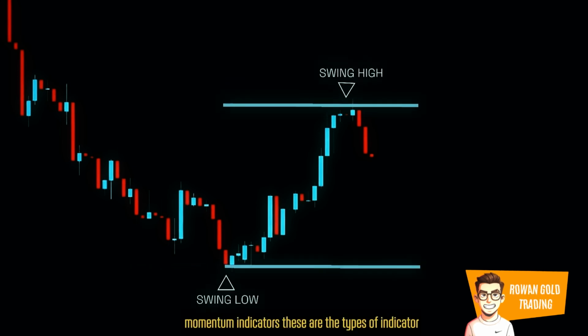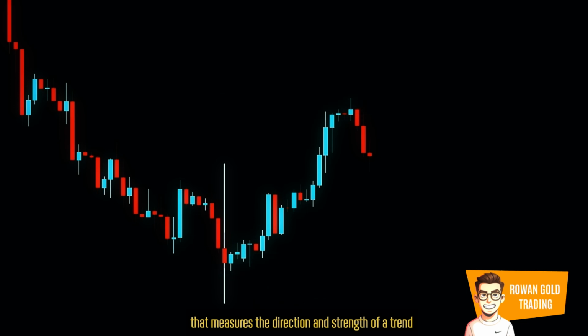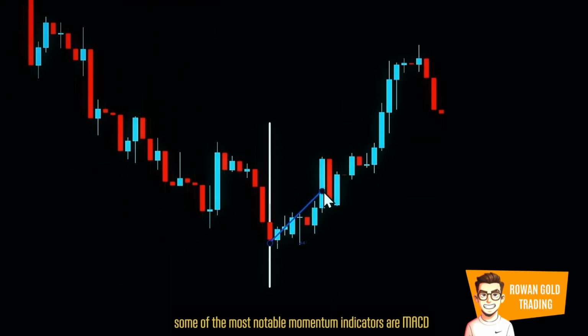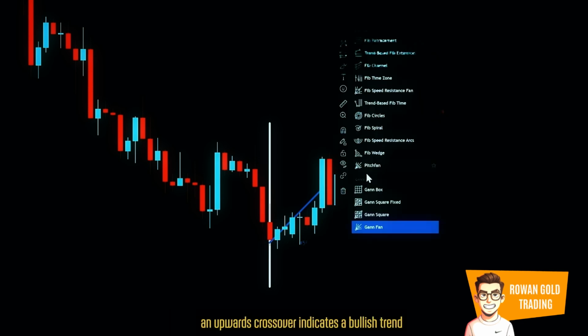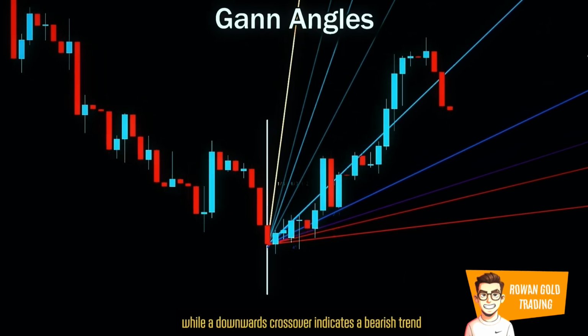Momentum indicators. These are the types of indicator that measure the direction and strength of a trend. They are most effective when used in trending markets. Some of the most notable momentum indicators are MACD. An upwards crossover indicates a bullish trend, while a downwards crossover indicates a bearish trend.